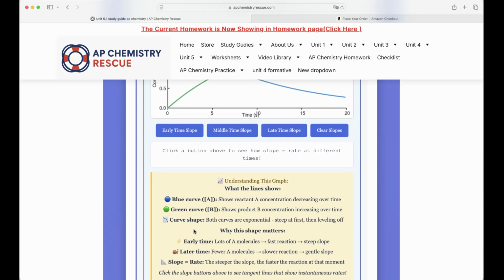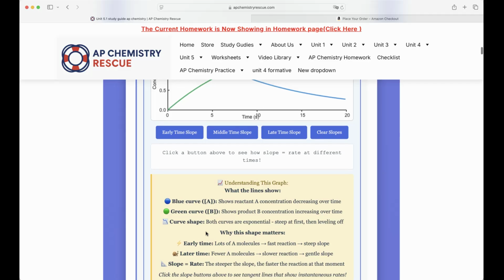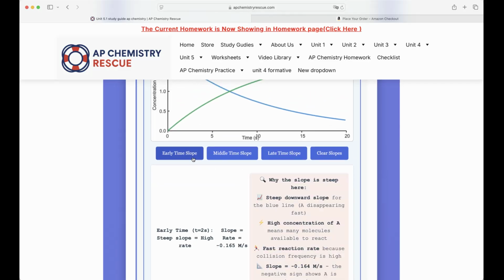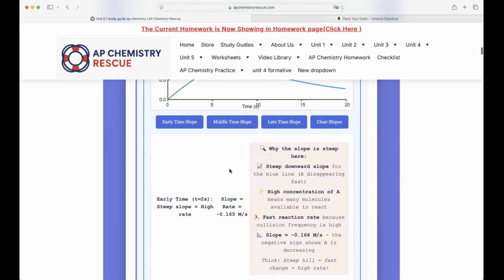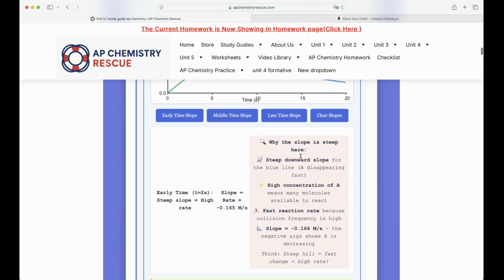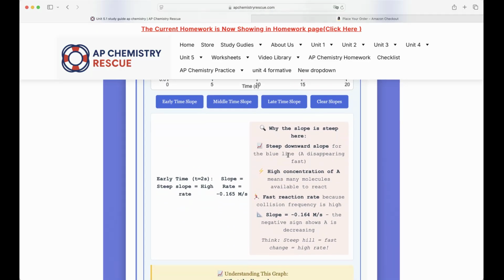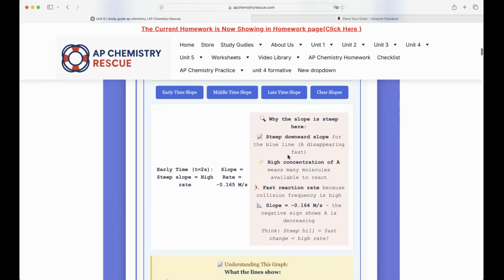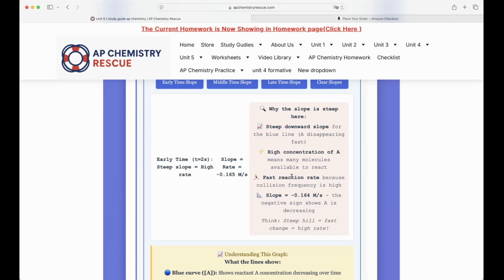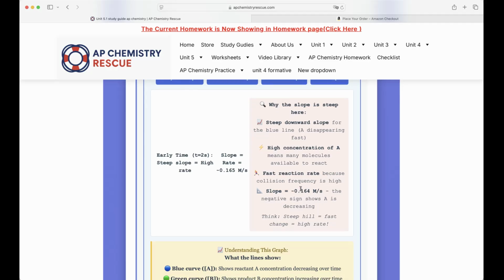Why does this shape matter? Because at early time there are a lot of A molecules, so the reaction is fast and the slope is steep, as we said. This is the early time slope. The slope is steep here because there is a steep downward slope for the blue line, A disappearing fast, and a high concentration of A means the molecules available to react is high. Fast reaction rate because collision frequency is high. The slope is equal to negative 0.164 moles per second. The negative sign shows that A is decreasing. Think: steep hill, fast change, high rate.